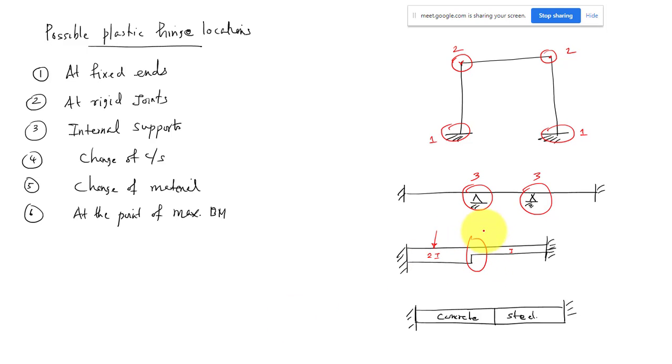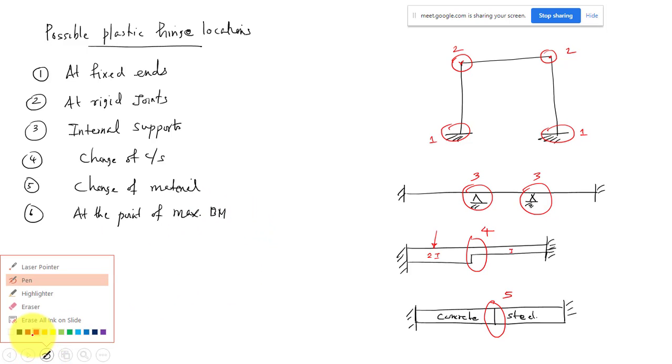Okay, and there plastic hinges can form. So this is also a possible location we have to consider in the analysis. And another one is a change of material, something like this. At that section, plastic hinges can form. Another one is at the point of maximum bending moment.